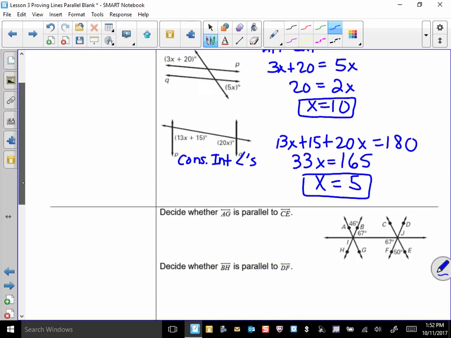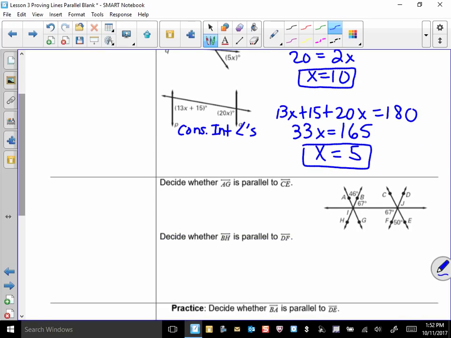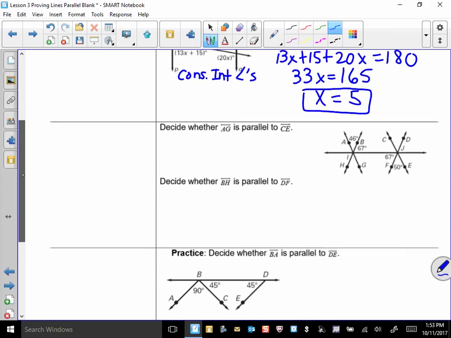The next example, I'm given consecutive interior angles, and I know that for those two lines P and Q to be parallel, those consecutive interior angles would be supplementary. So I set up my equation. I get x equals 5. Let me know if you need help on that next time.